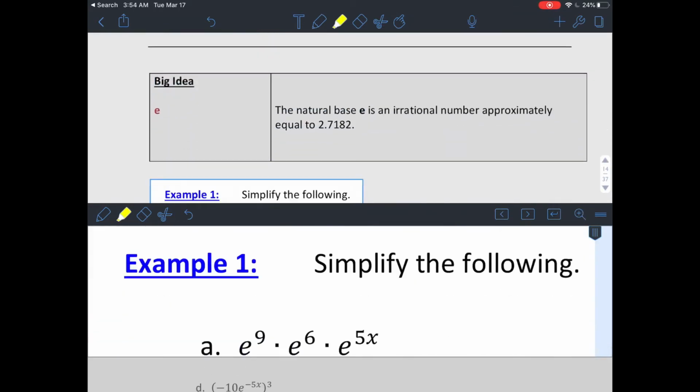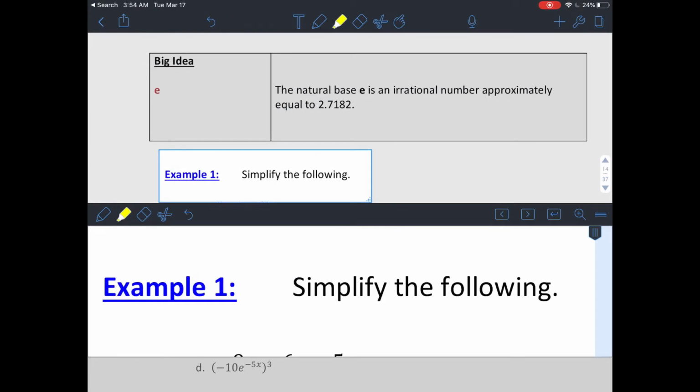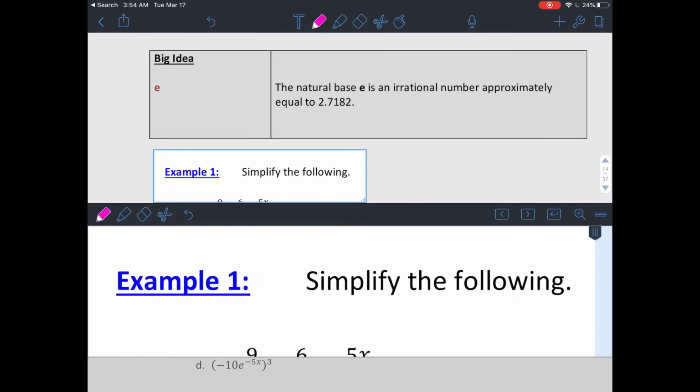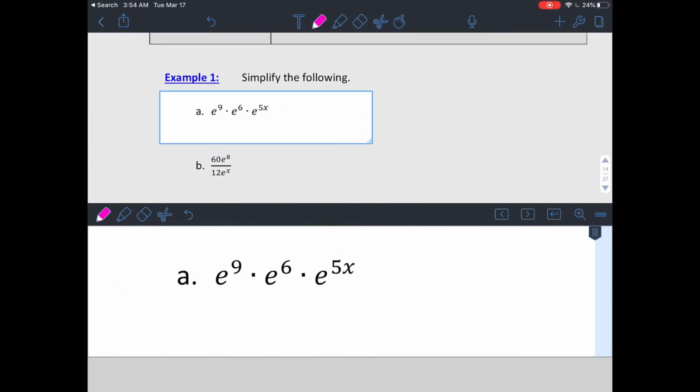What we're looking at today is basically a special number called e. It's an irrational number, kind of like pi is 3.14. E is just approximately 2.71. So if you're simplifying powers of e, you just use your exponent properties like you would with any other variable.